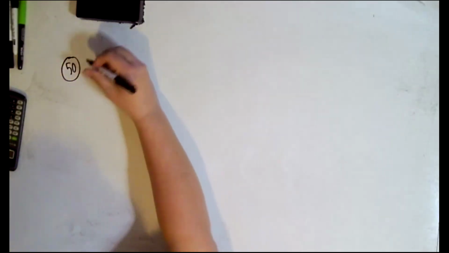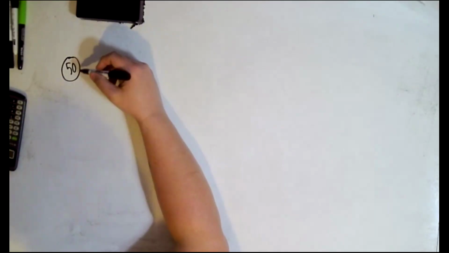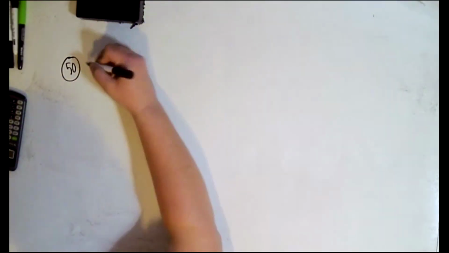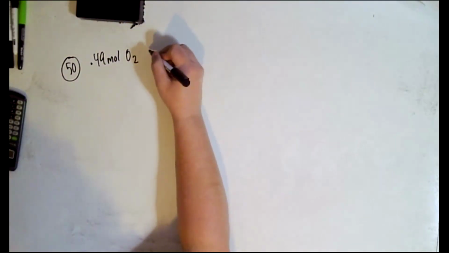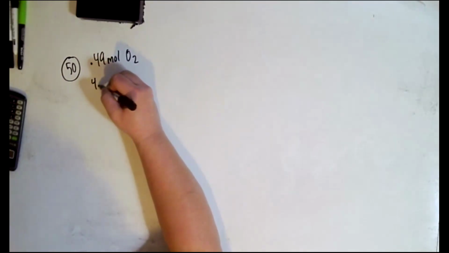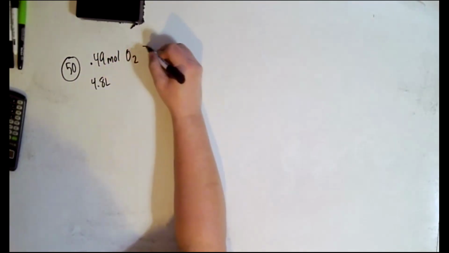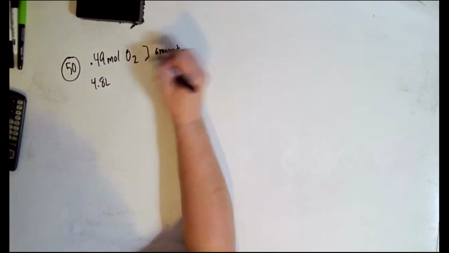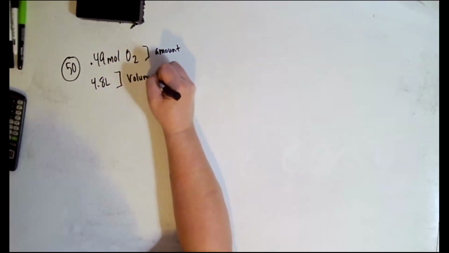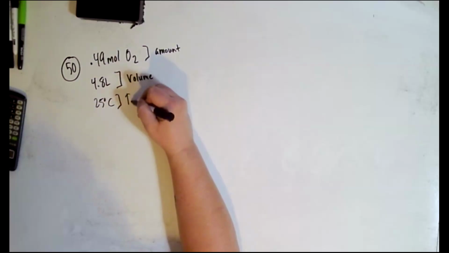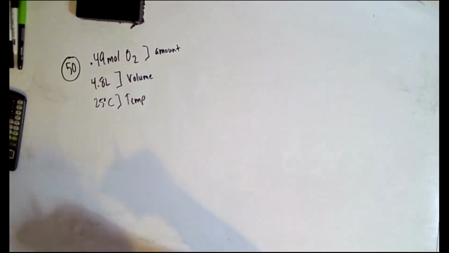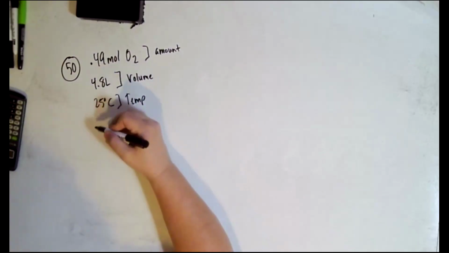All right, but first of all, question number 50. We're told that we have 0.49 moles of oxygen gas. So that's our amount. We have 4.8 liters. That's going to be our volume. We have 25 degrees Celsius. It's going to be our temperature. And we're going to find our pressure.